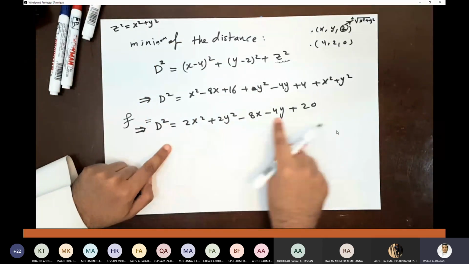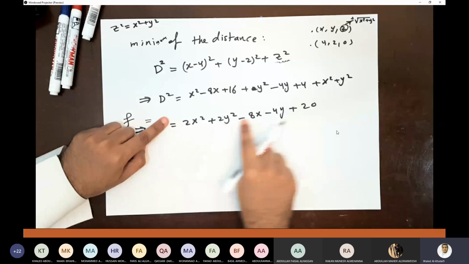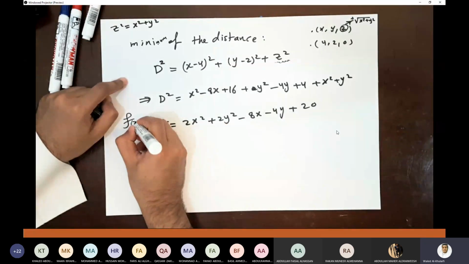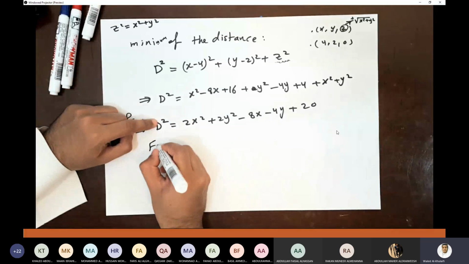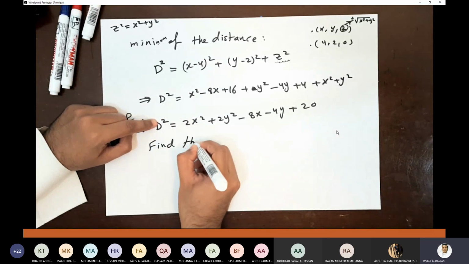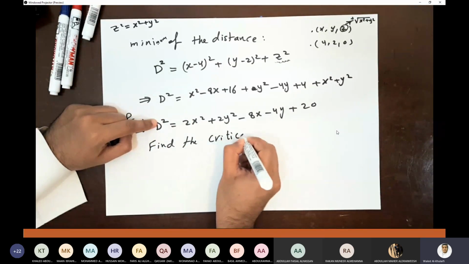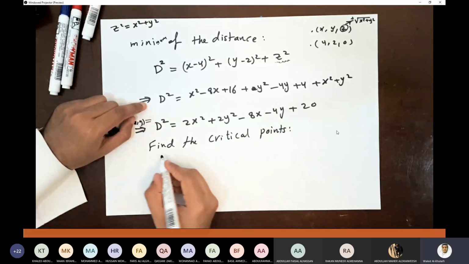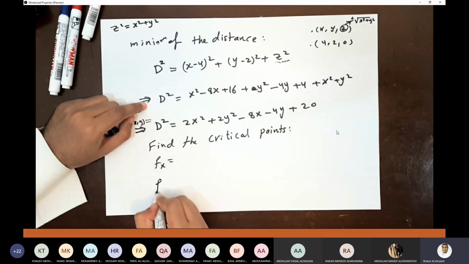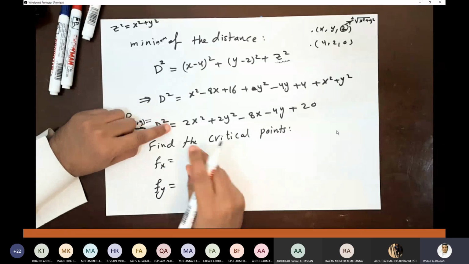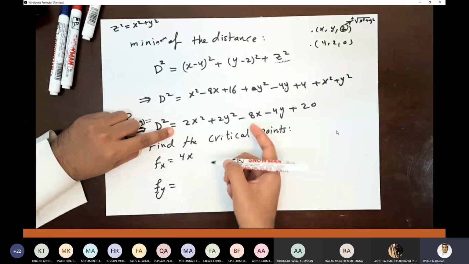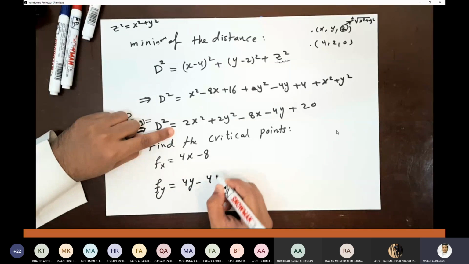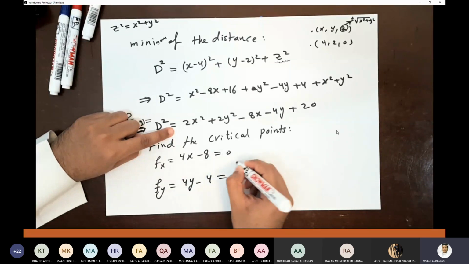How to find the minimum of this function? So this is f of x and y. We have to find the critical points. How to find the critical points? Well, the same way. fx and fy. So here you have 4x minus 8, and here you have 4y minus 4. This is equal to 0.